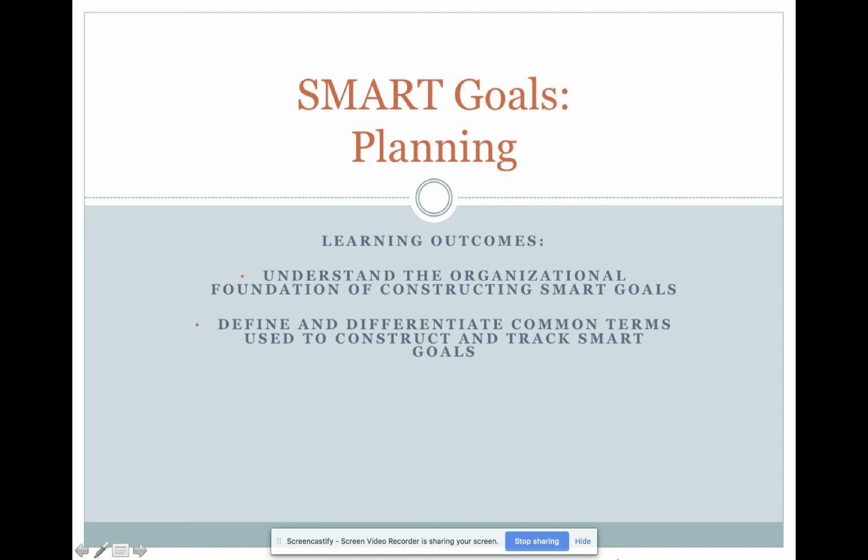Welcome. This module has been designed to help you better understand the process used to write effective SMART goals. Upon completion of this module, you should understand the organizational foundation of constructing SMART goals, as well as define and differentiate common terms used to construct and track SMART goals.